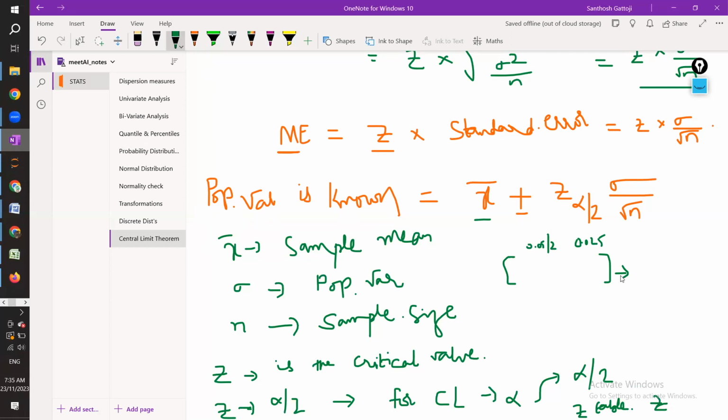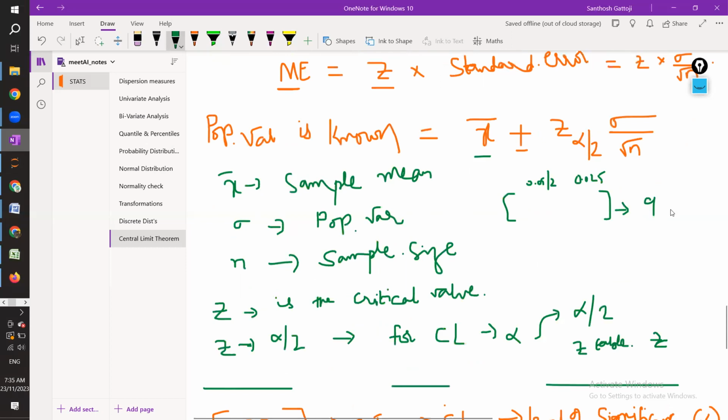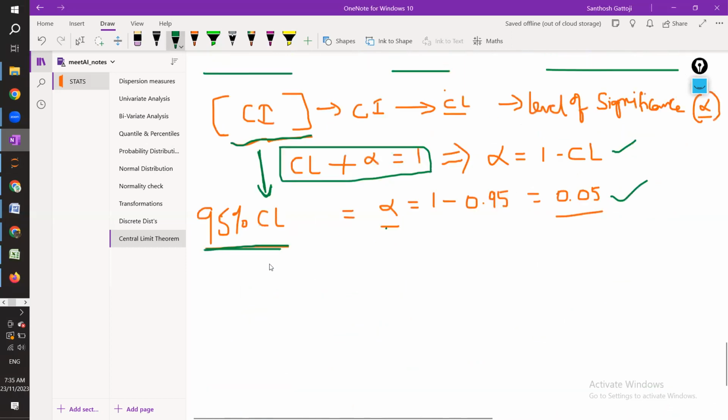Tell me guys, at what confidence level am I proposing this confidence interval? This is 95. Okay, that is a concept. You can change this. For example, I'll show you one more scenario. Say you don't want 95%, you want 90. So my confidence level is 90%. Simple. From this, how much will be the alpha, guys?